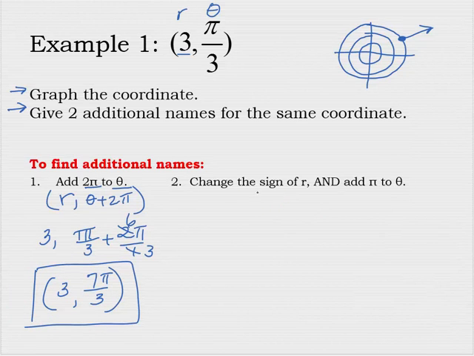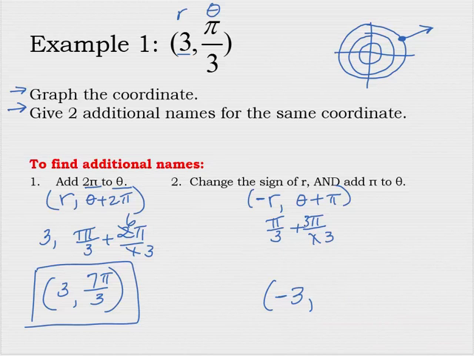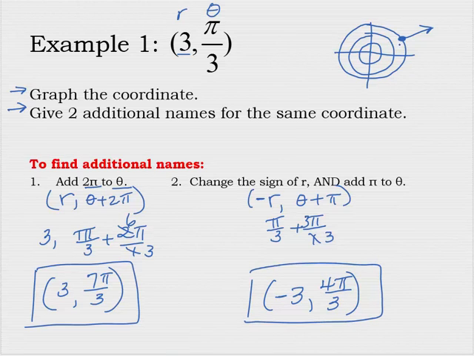To find another name, you're going to find the negative of r. So you're going to take whatever r is and change its sign. And then instead of adding 2 pi, you're going to add just a pi to theta. In this example, r was positive to start off with, so in this one it's going to be negative because I changed the sign. Theta was pi over 3, and here I'm going to add just 1 pi, but remember I've got to have common denominators, so this becomes a 3 and this becomes 3. 3 plus 1 is 4, so I have 4 pi over 3. So now I have two new names for the same location on the polar graph. All right, let's try another example.